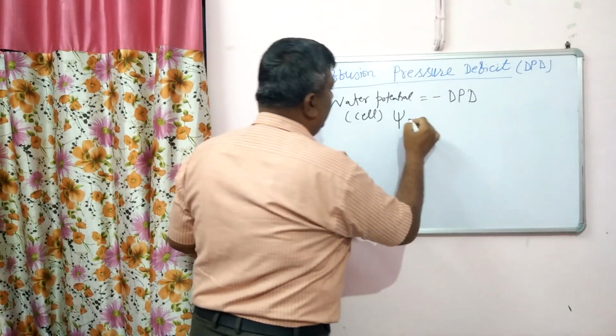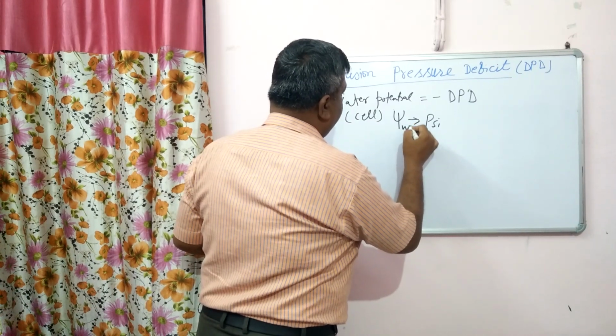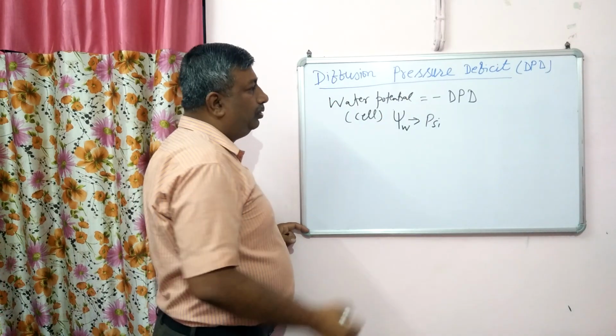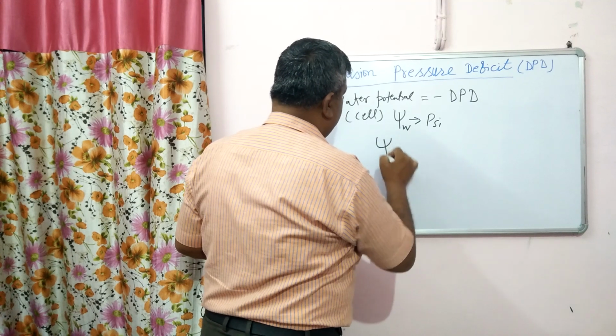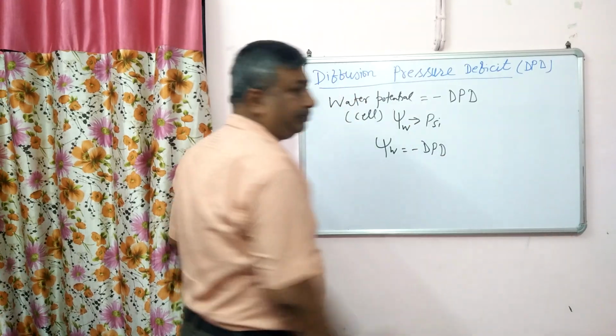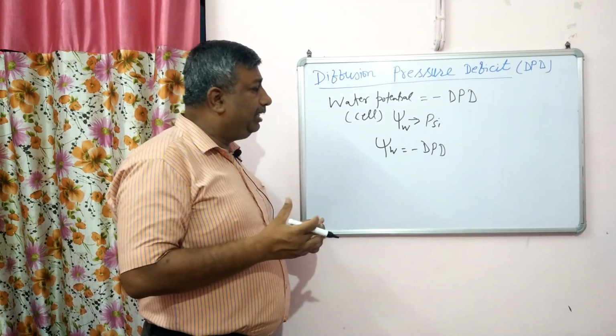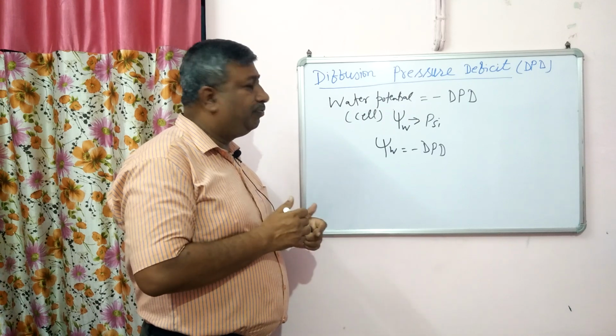This psi symbol is denoted as psi W. So water potential is equal to minus DPD. So we should know what is DPD. Without knowing DPD, we cannot know about the water potential.